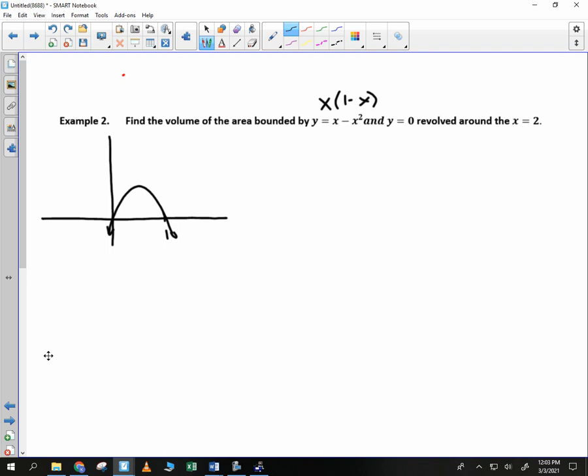Where are we rotating around this time? x equals 2. So if I rotate it around x equals 2, I would get that shape over there. Part of me wants to draw a washer. Why can't I draw a washer? They're the same. So instead, I'll draw a cylindrical shell because it's easier anyway, and life is awesome.